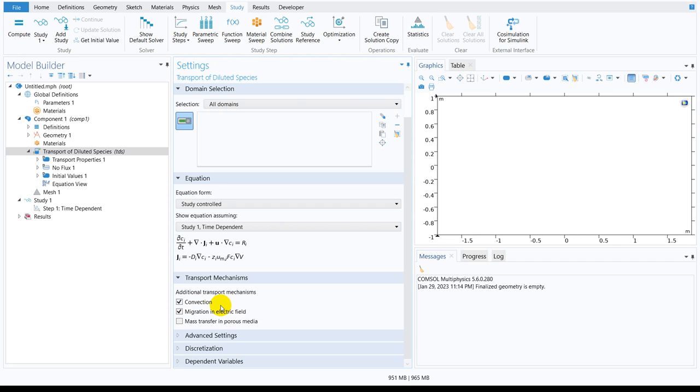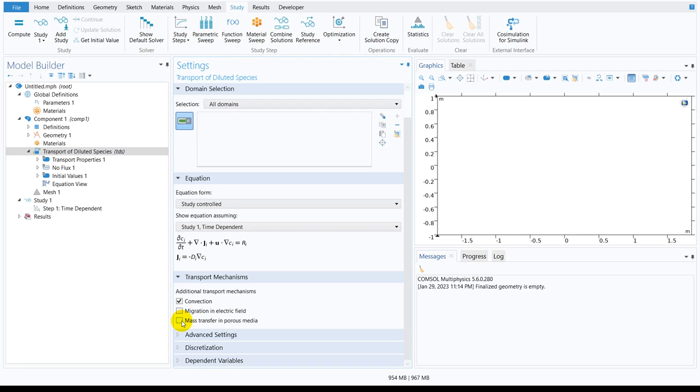But for the first video, I'm not going into details, so I'll just opt out from this option. Now there is another term, which is mass transfer in porous media. This also we will not be taking, because we are not solving any case where we have porous media.